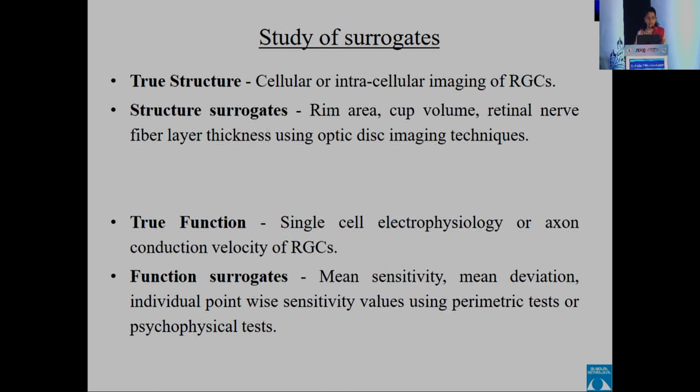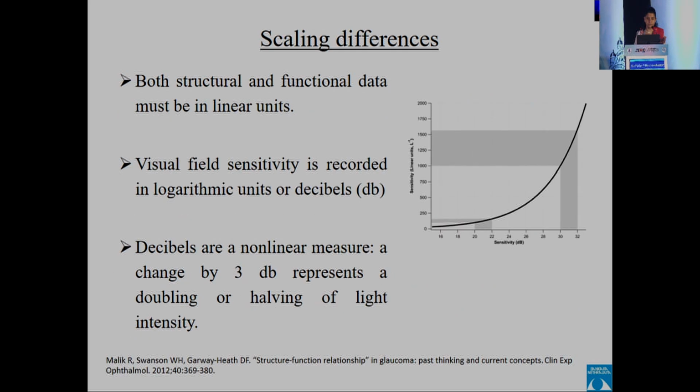First of all, we should be clear that we are studying surrogates. When we say structure function, ideally we should be studying the structure of the RGC as a cell, cellular level, intracellular imaging. And when we say function, we should be studying the electrophysiology of the individual cells. But what we study is something else, because in vivo, these tests would not be possible. So we study structure surrogates like rim area, cup volume, retinal nerve fiber layer thickness, and other things. And when we study function, instead of the electrophysiology, we are studying mean sensitivity, mean deviation, and individual point sensitivity on perimetric and psychophysical tests.